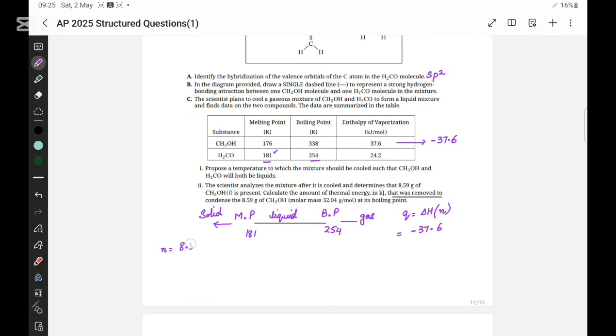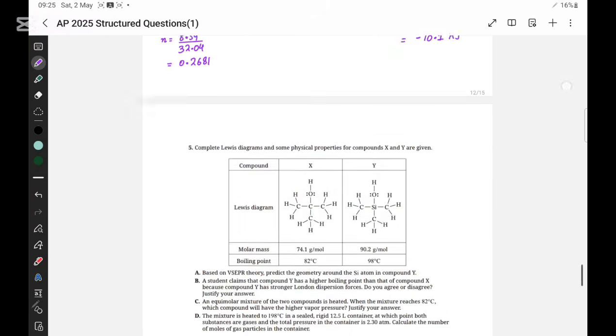So I'm going to put minus 37.6 here, and the number of moles we can find out as mass divided by molar mass. Molar mass is going to be 32.04 for methanol, which is CH3OH, and the answer comes out to be 0.2681, times 37.6, and that comes out to be minus 10.1 kilojoules.